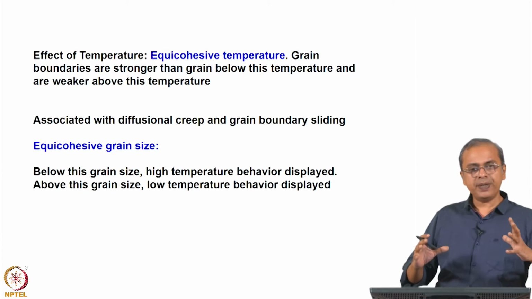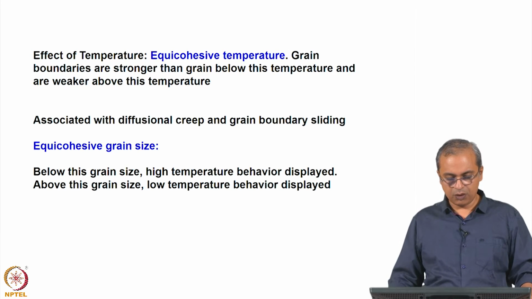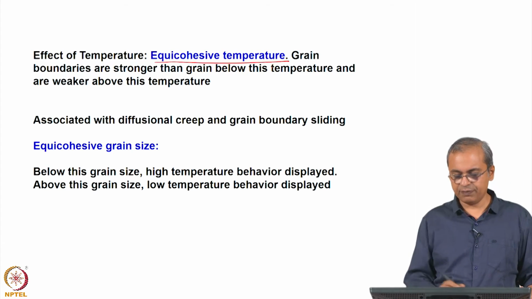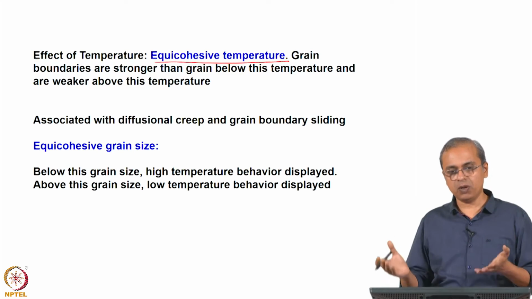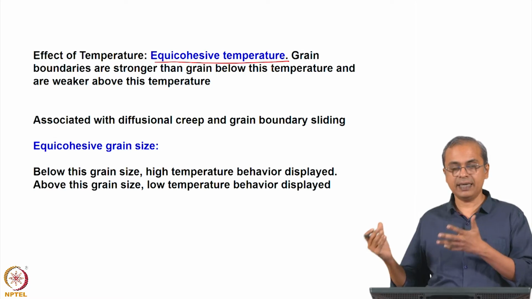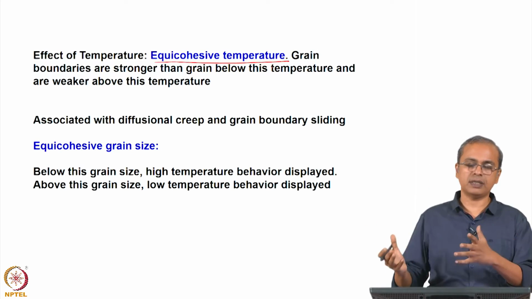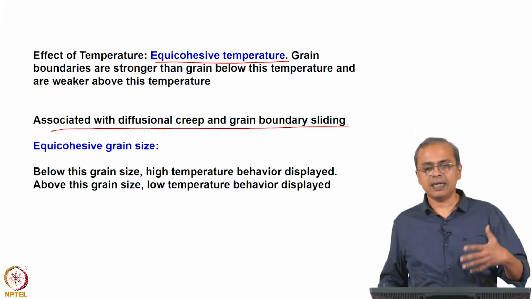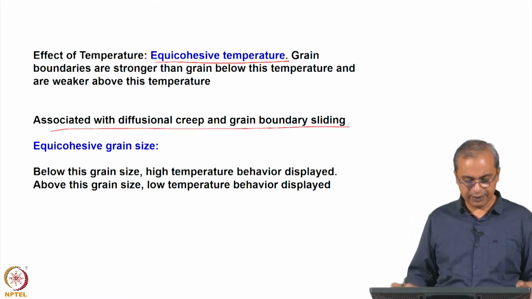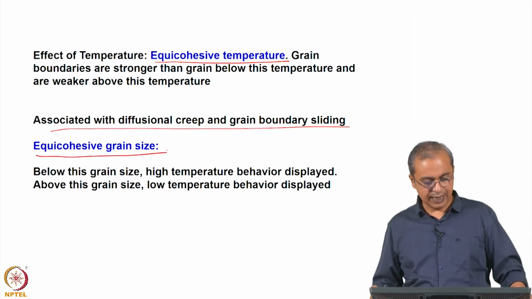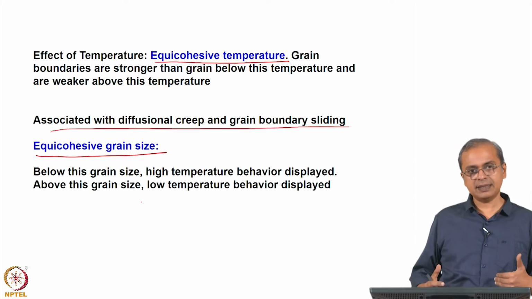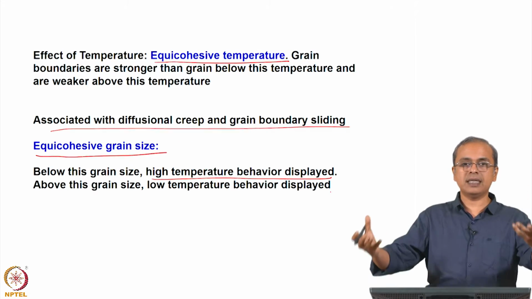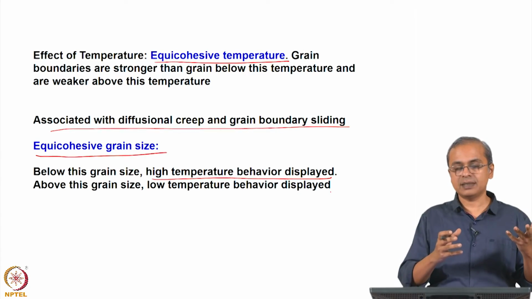So, if you bring these ideas together in some comprehensive manner, we see here that the effect of temperature is captured by the equicohesive temperature. We already saw that. If you raise the temperature, there is a temperature above which the grain boundaries are weaker than the grain, and below this equicohesive temperature the grain boundaries are stronger than the grain. That is an idea we saw, and it is associated with diffusional creep and grain boundary sliding. Similarly, the original work on this area suggests that you can even have something called an equicohesive grain size, where below this grain size high temperature behavior is displayed, which means below this grain size the material acts as though it is sitting at high temperature, which means creep is high, which means grain boundary is weaker than the grain.